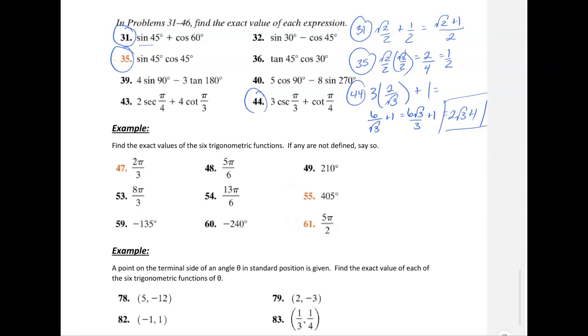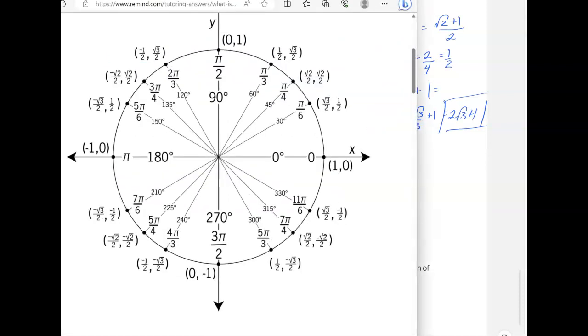All right, let's do another one. Let's look maybe at number 53. They're asking us for the values of the 6 trig functions. And we just got to figure out where this guy is going to live. We're looking at 8 pi over 3. So I'm going back to my unit circle here. 8 pi over 3.